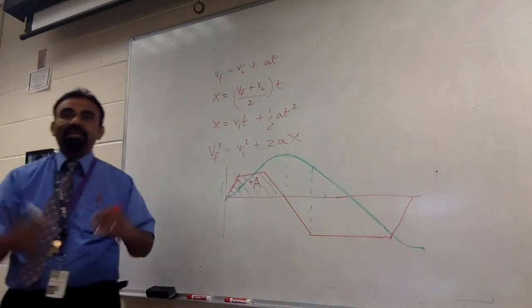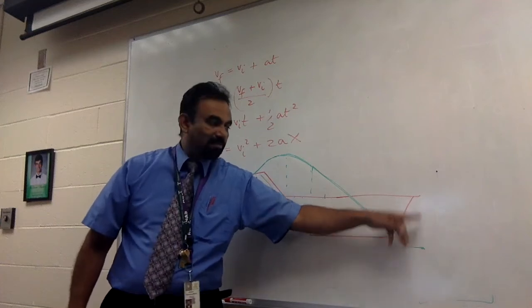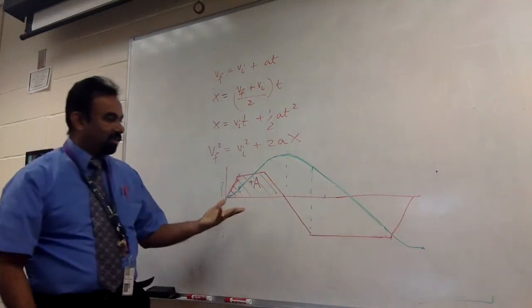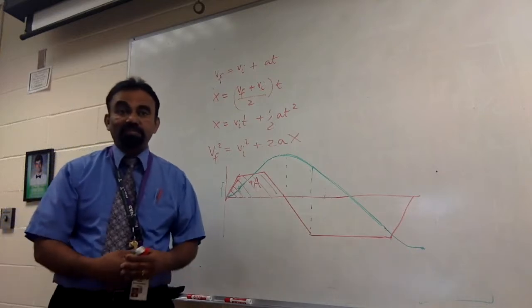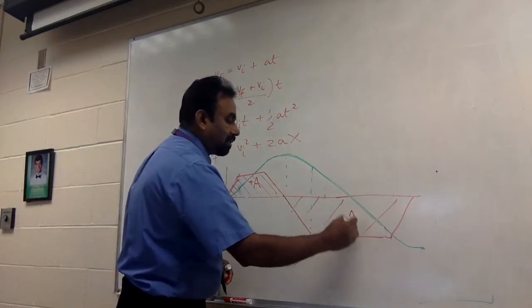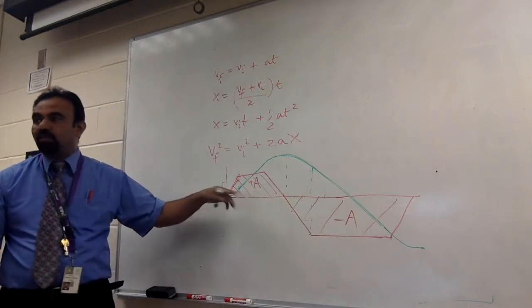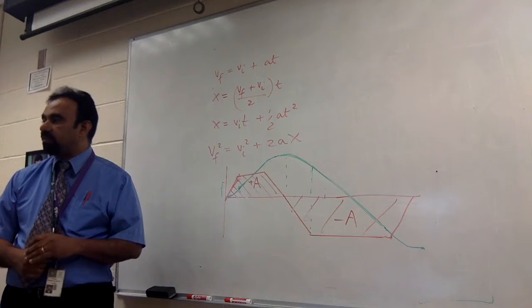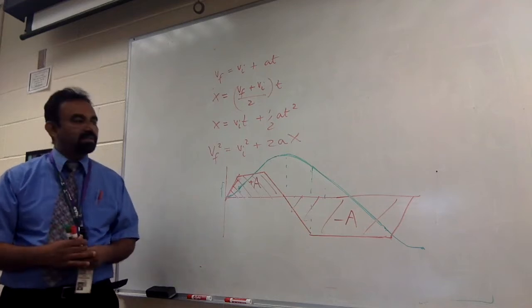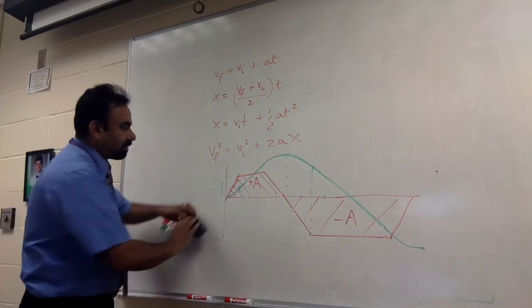So where does it finally end up? It ends up below. It ends up below the starting point. And how do you see it from this velocity time graph? The negative area is bigger than the positive area, which means the overall area is negative, which means the overall displacement is negative. You get it? Okay.